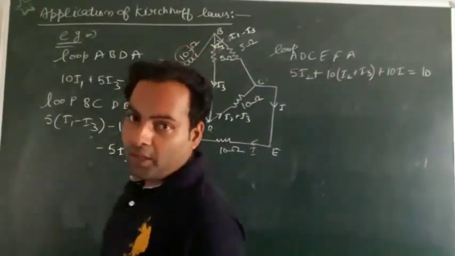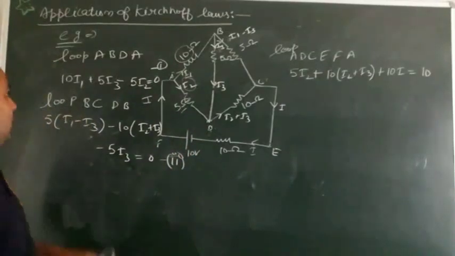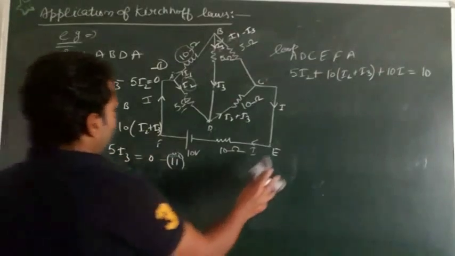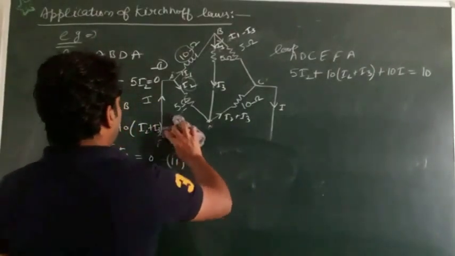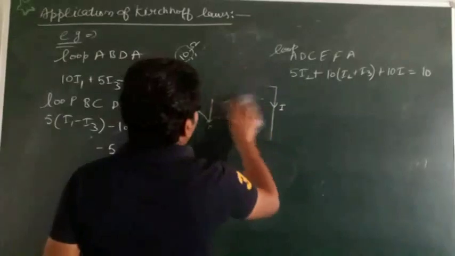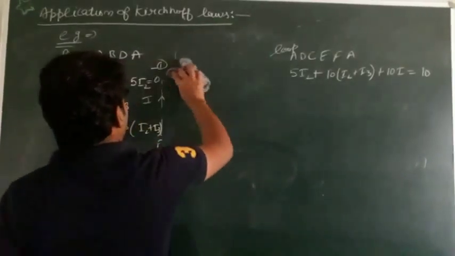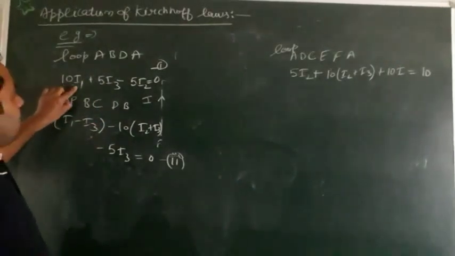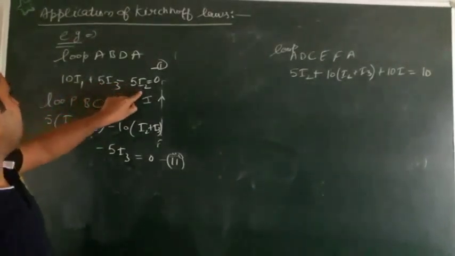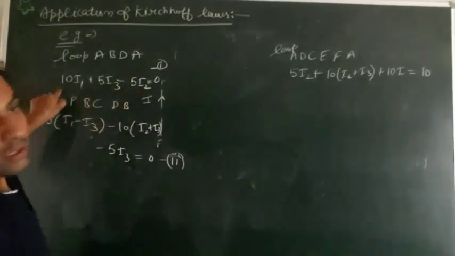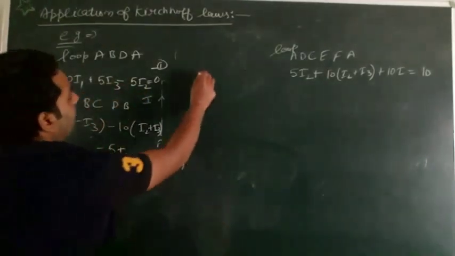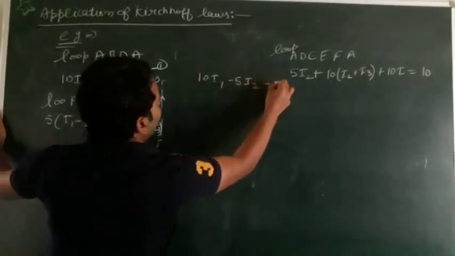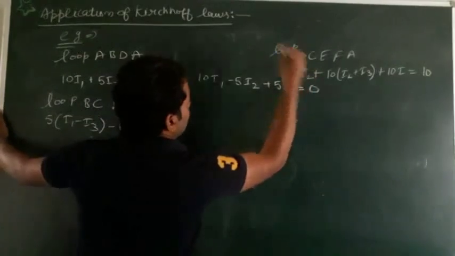We will rearrange them and solve. First we will rearrange this equation. Now I am erasing this diagram because we have reached the equations. Now the first equation, this is the equation: 10I1, 5I3 minus 5I2. So collecting all the I terms, we write 10I1 minus 5I2 plus 5I3 is equal to 0.